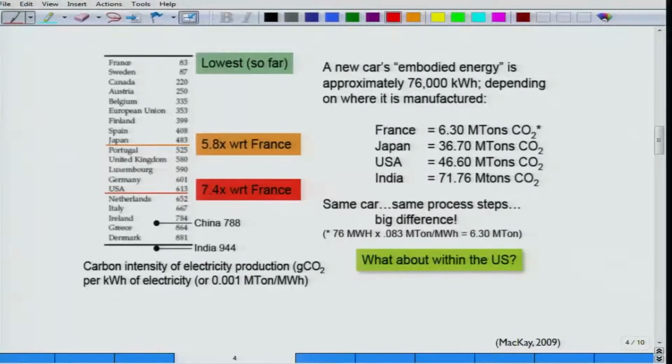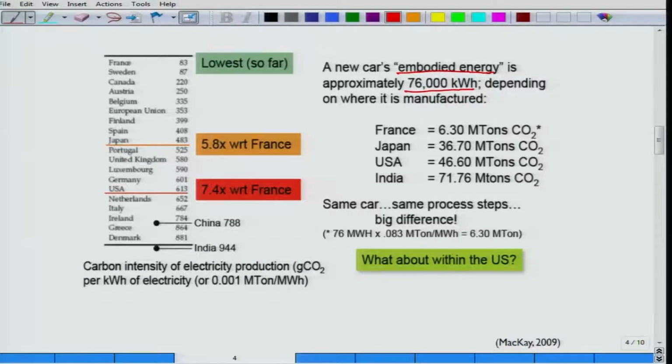Next, I will come up with an example of automobile manufacturing and discuss the LCA that was conducted in a study for automobile manufacturing. So, before that, I would like to explain this illustration that is brought from a reference from 2009. In this case, what we are showing is the embodied energy for manufacturing a car, right. It shows that a car's embodied energy is about this much, 76,000 kilowatt hours, depending on where it is manufactured.